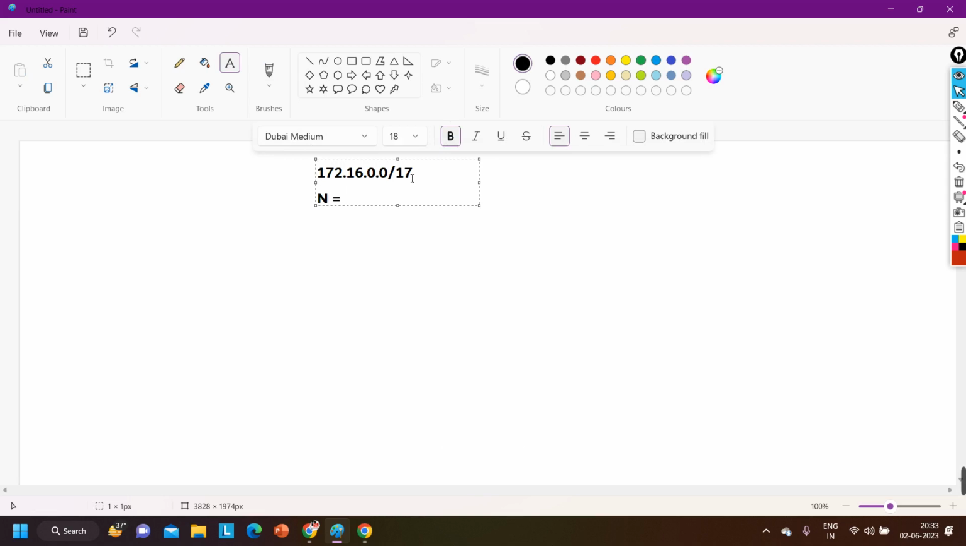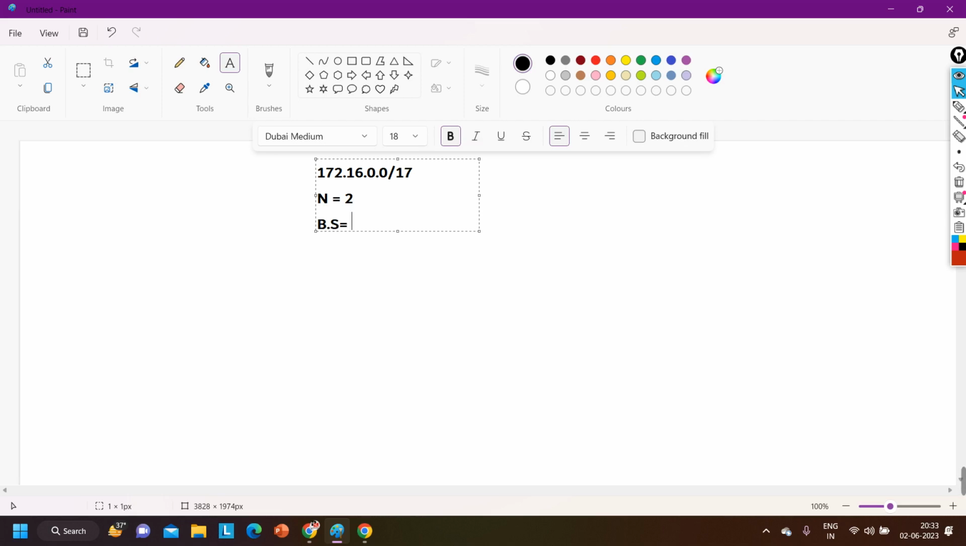2 to the power 1, that will be 2. Yes or no? Yes. Total number of networks is 2. If I talk about the block size, what will be the block size?